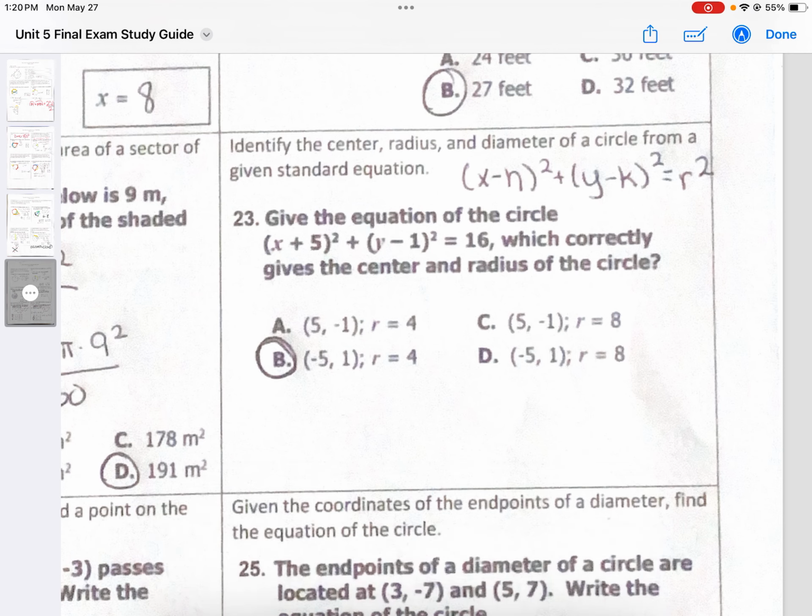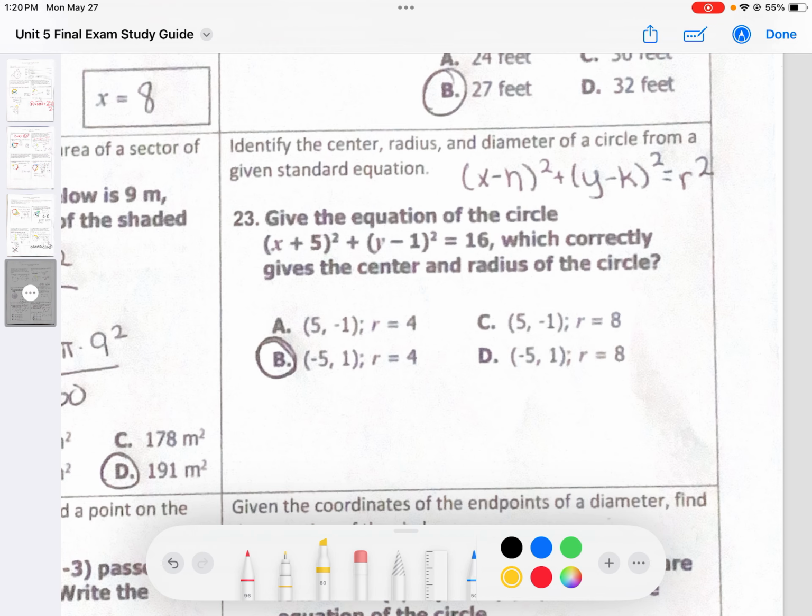So identifying the center, radius, and diameter of a circle from a given standard equation. Given the equation of the circle, which correctly gives the center and radius of the circle? Remember, the equation of a circle is (x minus h) squared plus (y minus k) squared, where h and k are always the center of the circle. And it has to be a minus, right? X minus h. So if you have an x plus, when you're subtracting a negative, that becomes plus. So that's how I know it's a -5. Then it's y minus 1. Once again, the standard equation has a minus in here, that's why it's y minus 1. So that means that's a positive 1.